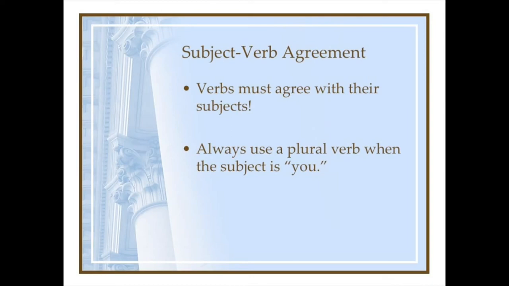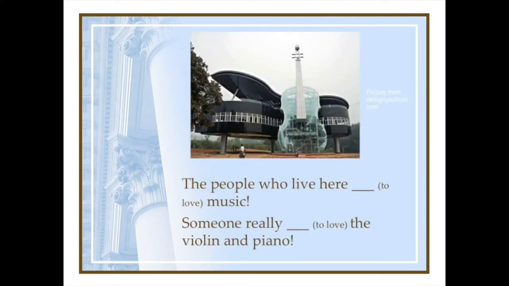Here are two sentences about this unusual house that a family built in China. In both sentences, I would like for you to find a form of to love which would fit in the sentence. The first sentence has a plural subject: the people who live here, blank, music. And the second sentence has a singular subject: someone really, blank, the violin and piano.